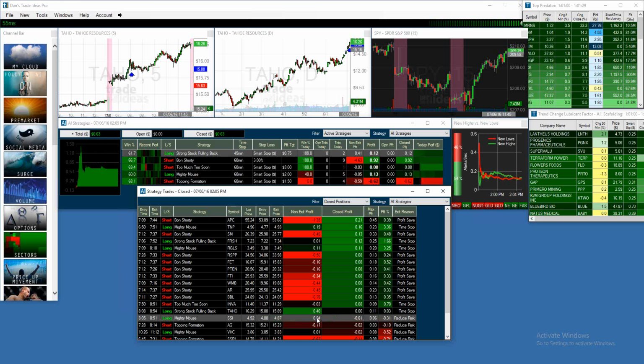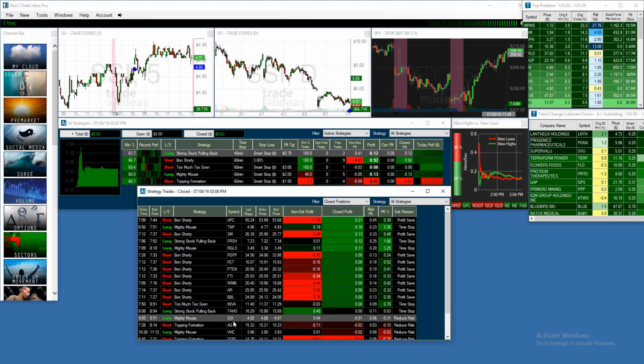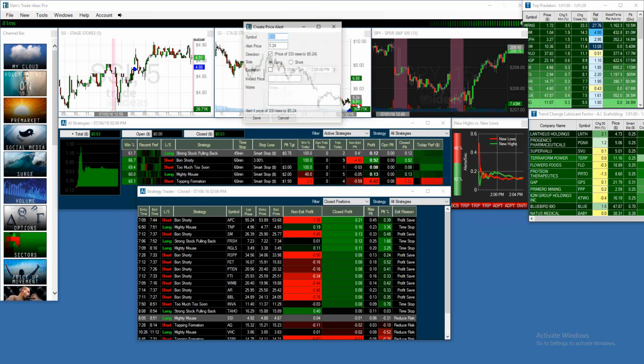Another example, and I'm going to actually make an alert out of this one, is this one called SSI. So Stage Stores. Right here, it doesn't look like anything exciting, but something in Holly said this thing could be very interesting. So we got out of it for a penny loss, but it actually ended up going a little higher. So what I'm going to do is go right here, and I'm going to set a limit. But again, I can visually now say, hey, this was brought up to my attention.